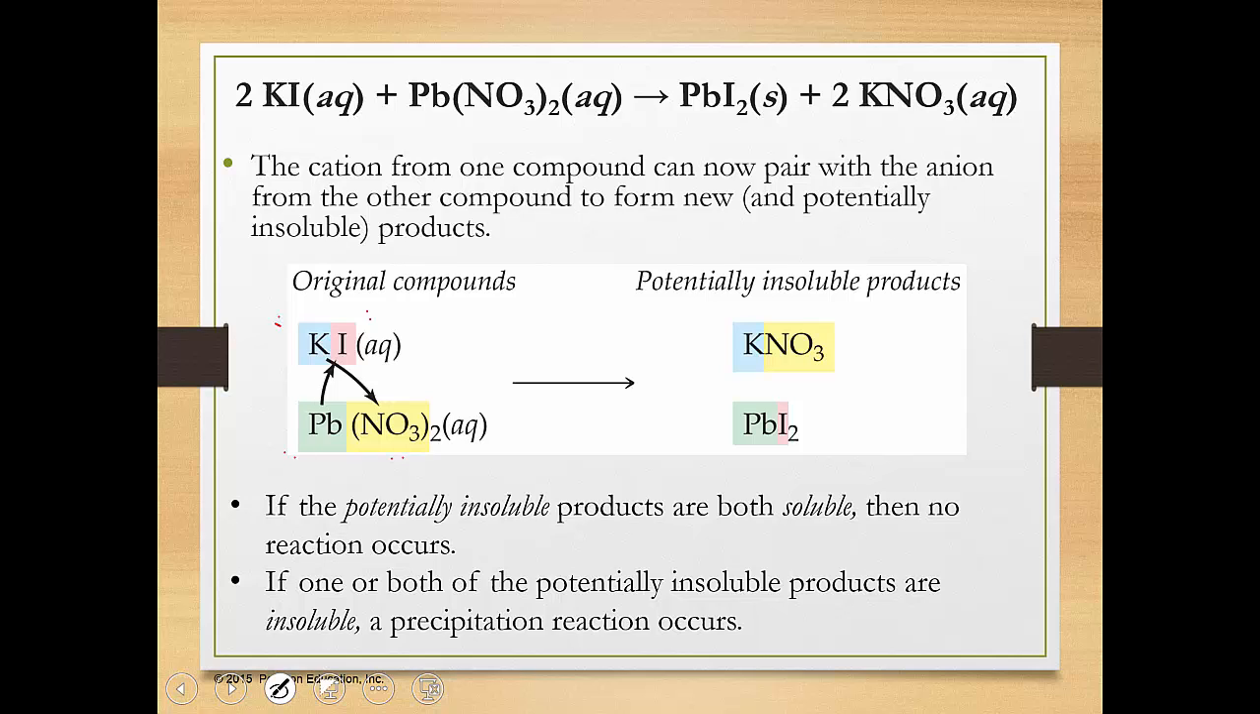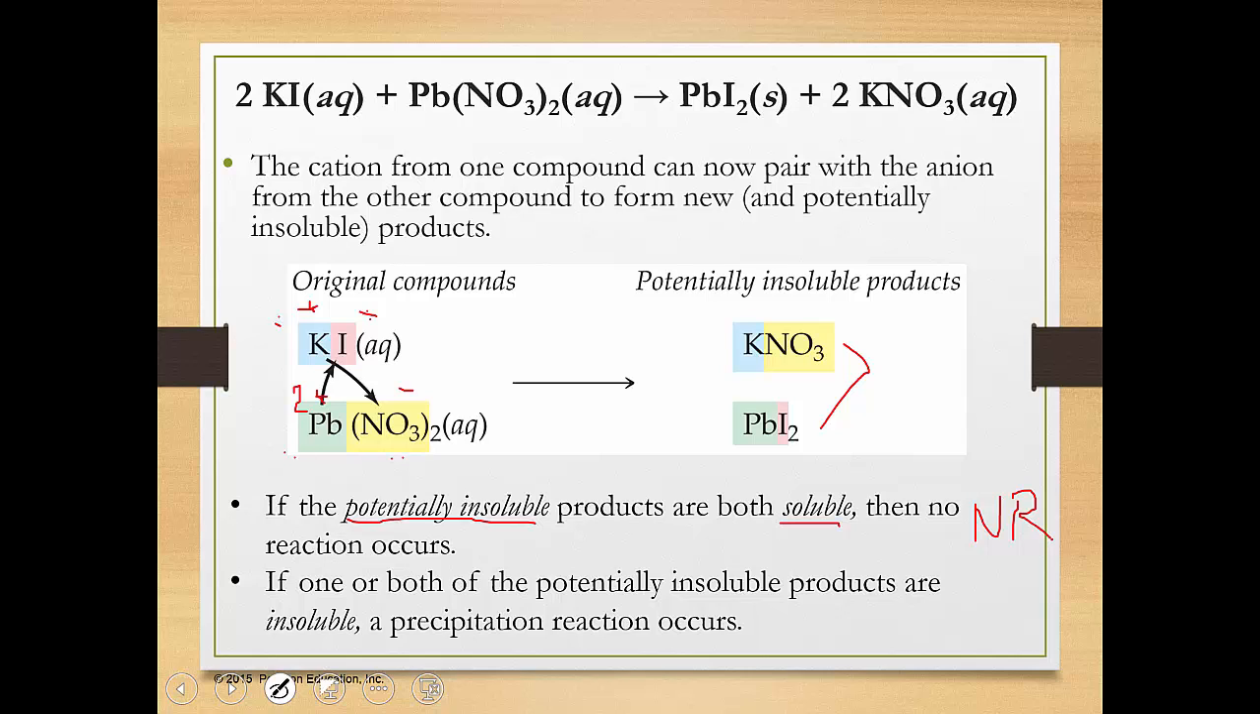Sounds a little weird, but we've got a cation here and a cation here, and then an anion here and an anion here. Cations and anions are going to swap. So lead is going to swap its nitrate for iodide. Potassium is going to swap its iodide for nitrate. So here are my 2 new potential products. Either one of those could be insoluble. Now, if the potentially insoluble products, the products that I make, are both soluble, then I get no reaction, and I can just stop there.